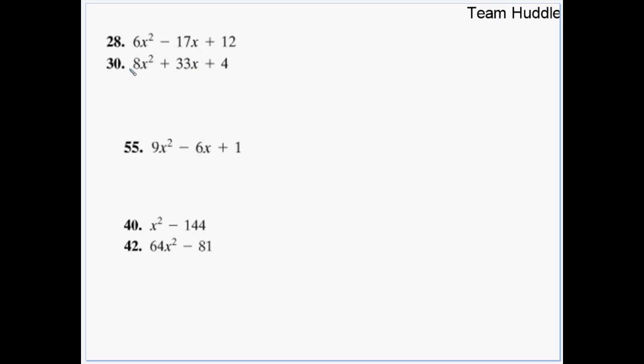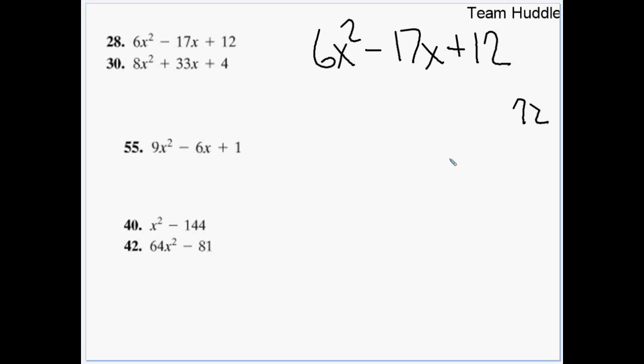Okay, let's see what we got here in this first one. With these big leading terms, this might be a little tricky. I'm just going to recopy it over here, 6x squared minus 17x plus 12. So a times c, 6 times 12 is 72, and our b value is negative 17. So we want two numbers that multiply to 72 and add up to negative 17. A little thinking through it will get you a negative 9 and a negative 8.